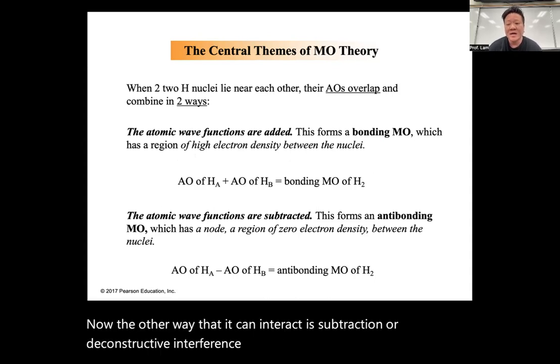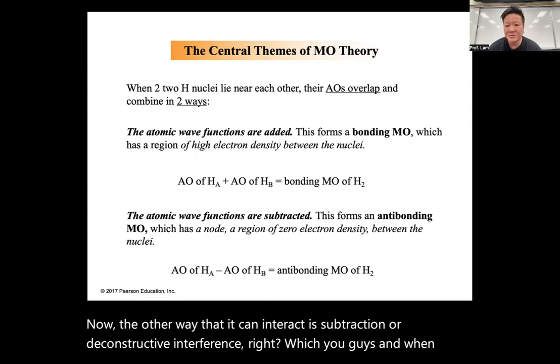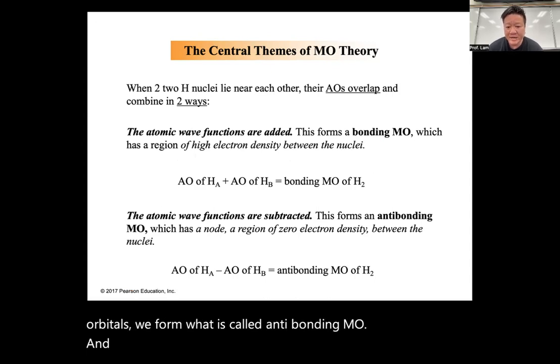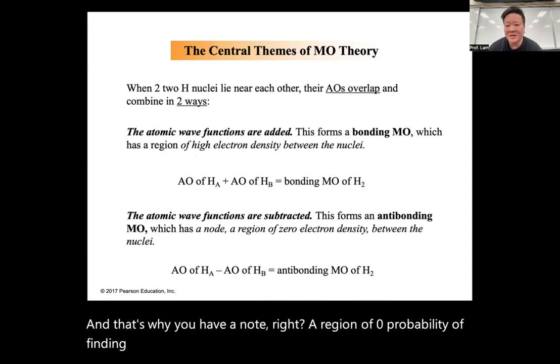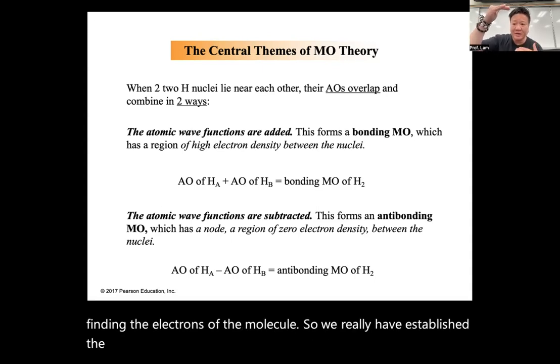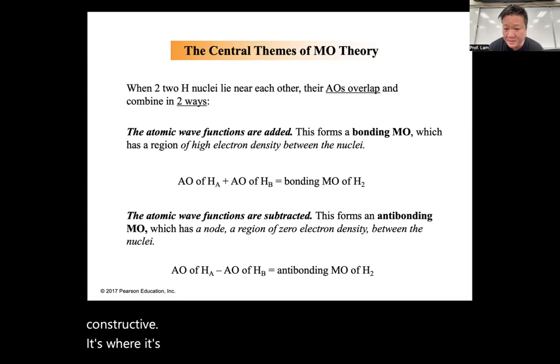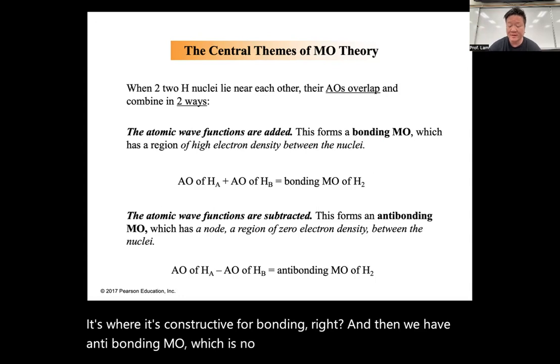Now, the other way that it can interact is subtraction, or destructive interference, which you know. And when destructive interference happens between the atomic orbitals, we form what is called an anti-bonding MO. And that's where you have a node, a region of zero probability of finding the electrons of the molecule. So we really have established the boundaries here. The bonding MO is constructive for bonding, and then we have the anti-bonding MO, which is no bonding.